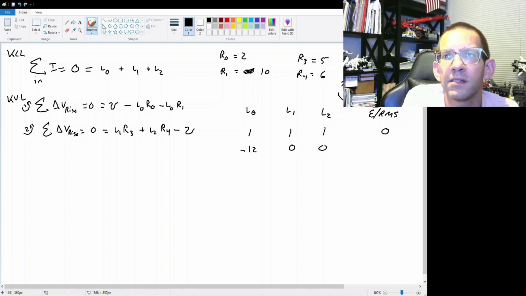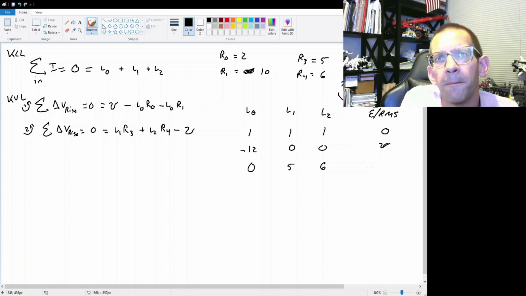And the second equation, we have a voltage on that one. We have a constant. And then for the third equation, we don't have iota sub 0. We have iota sub 1, which is R3, which is 5. And then iota sub 2, which is R4, which is 6. And this is also equal to, on this side over here, upsilon, which is the voltage.